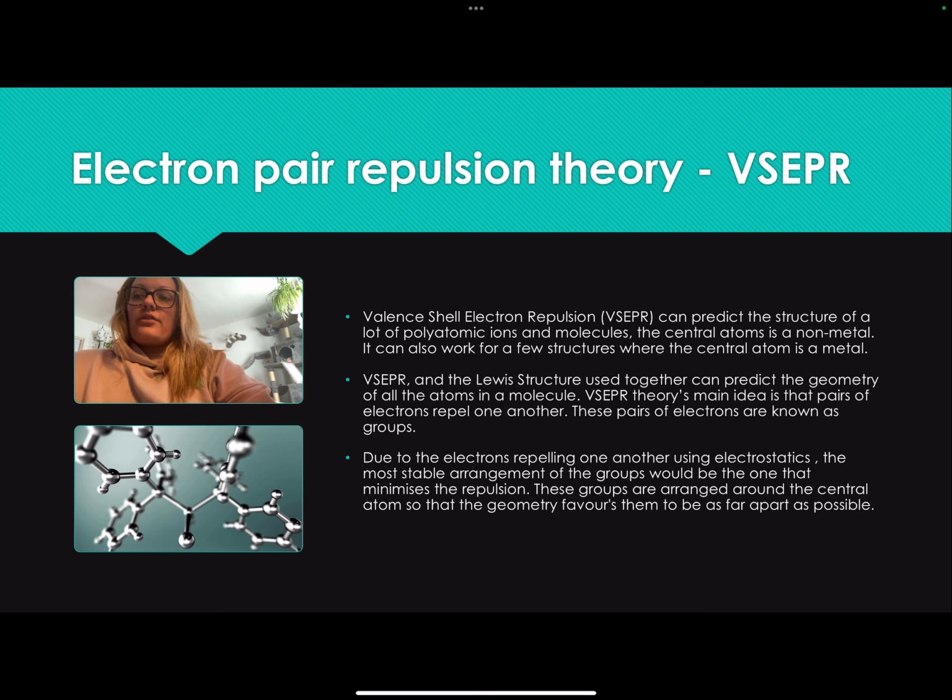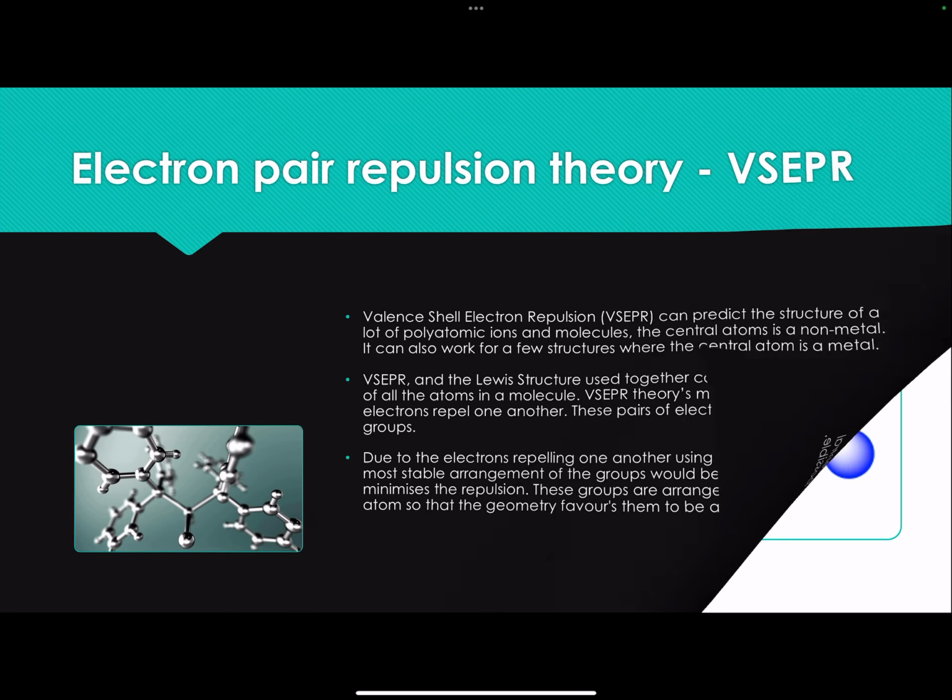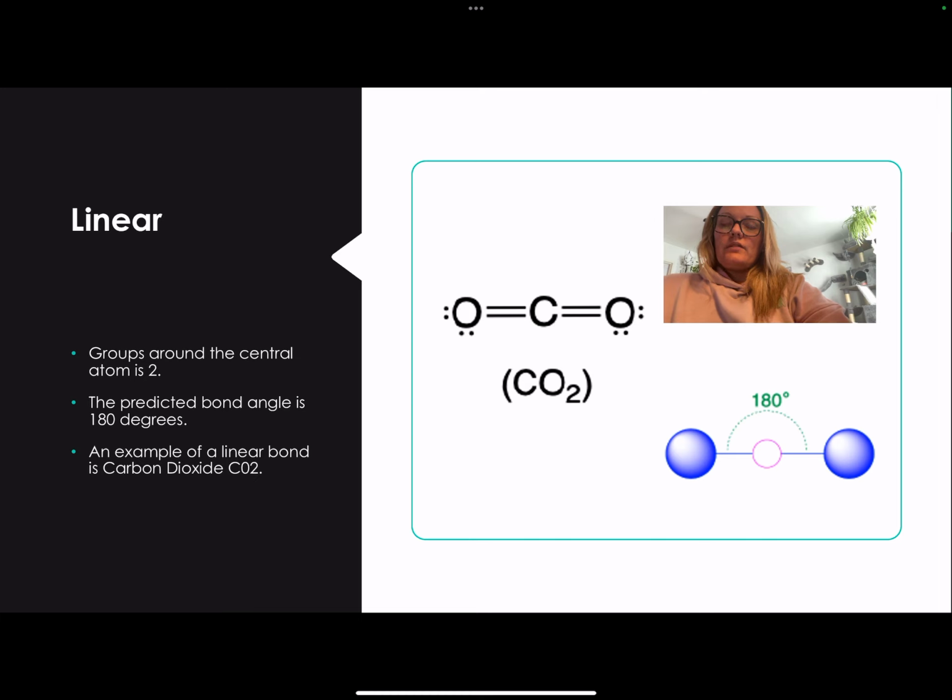VSEPR theory. The main idea is that the pairs of electrons repel one another. These pairs of electrons are known as groups. Due to the electrons repelling one another electrostatically, the most stable arrangement of the groups would be the one that minimises the repulsion. These groups are arranged around the central atom so that the geometry favours them being as far apart as possible. Here are some examples.